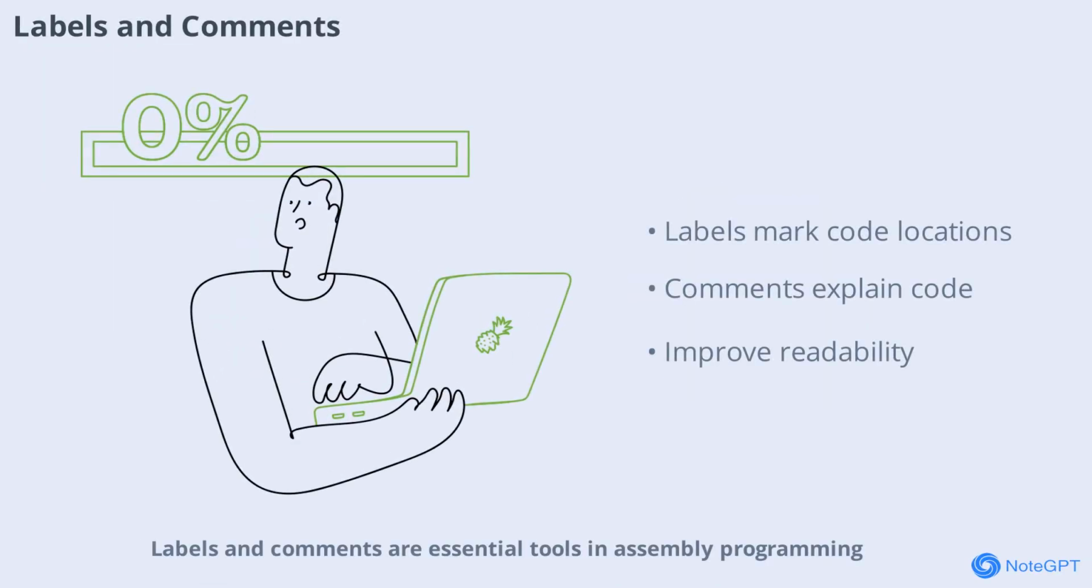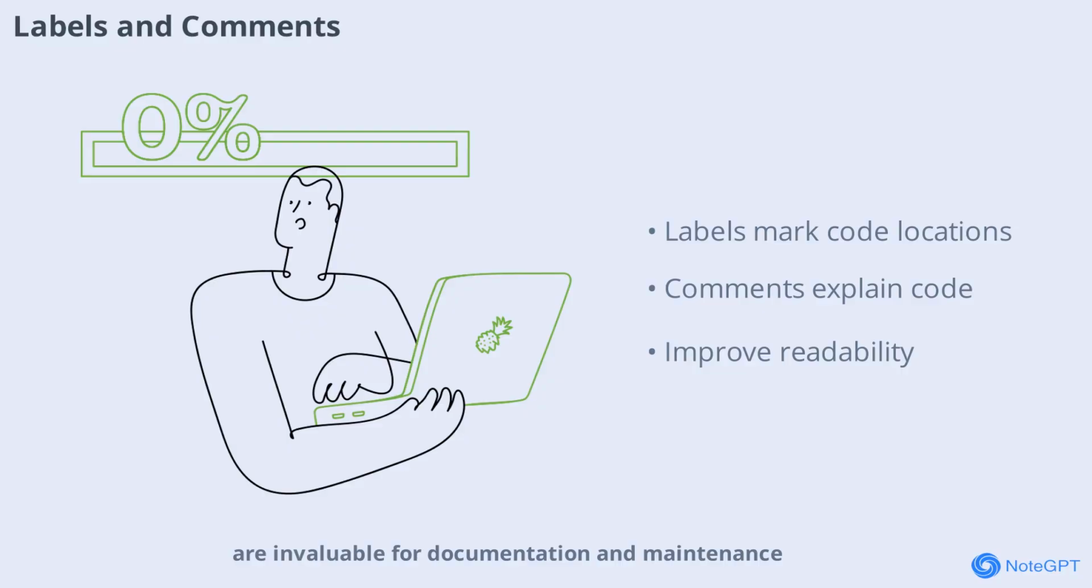Labels and comments are essential tools in assembly programming. Labels act as markers in the code, making it easier to jump to specific locations. Comments, on the other hand, help explain what the code is doing, making it more readable for humans. While labels are used by the assembler, comments are ignored during execution but are invaluable for documentation and maintenance.